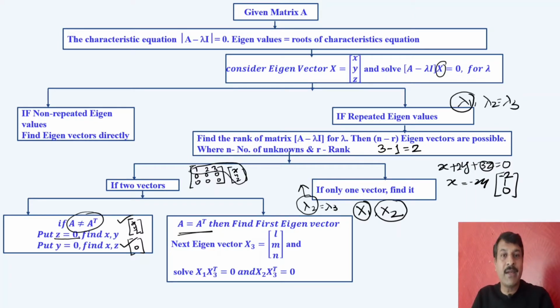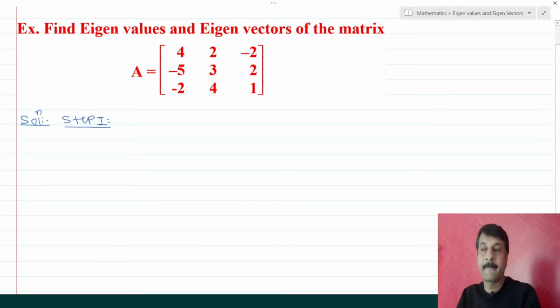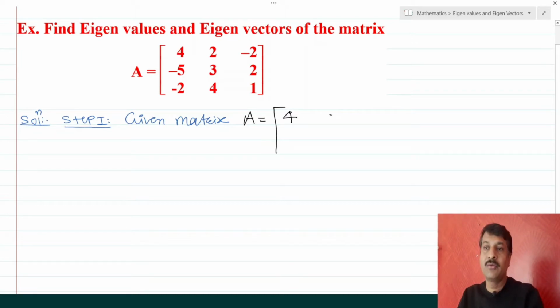So let's consider some examples on eigenvalues and eigenvectors, meaning how to find eigenvalues and eigenvectors. So here is an example. Find eigenvalues and eigenvectors of the matrix A equal to 4, 2, minus 2, minus 5, 3, 2, minus 2, 4, 1. So how to find? Solution. Step number 1. Given matrix A equal to 4, 2, minus 2, minus 5, 3, 2, minus 2, 4, 1.